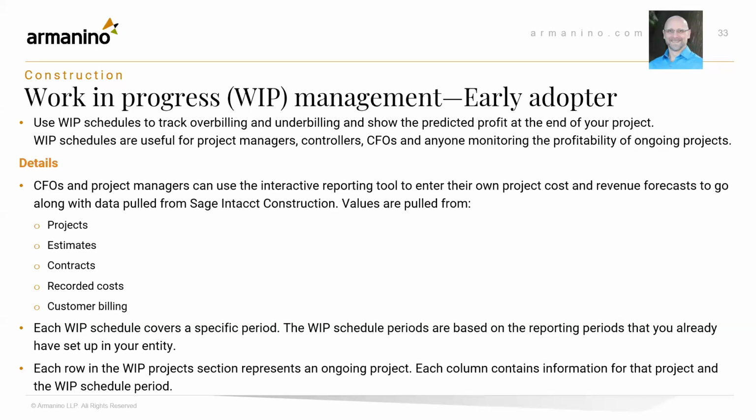Each WIP schedule covers a specific period. The WIP schedule periods are based on the reporting periods that you already have set up in your entity. Each row in the WIP projects section represents an ongoing project. Each column contains information for that project and the WIP schedule period.